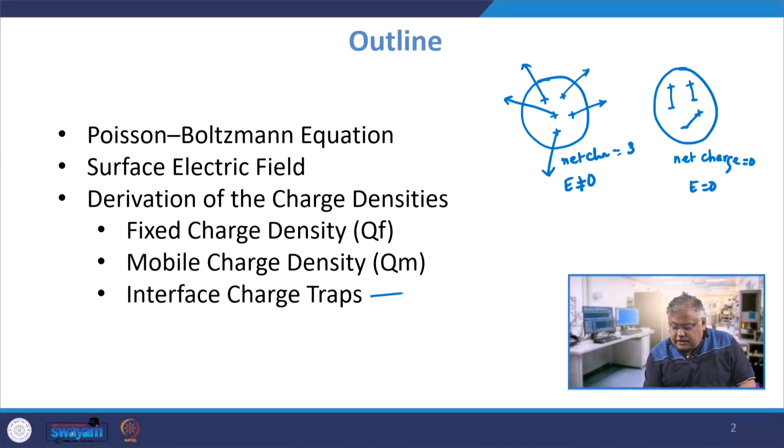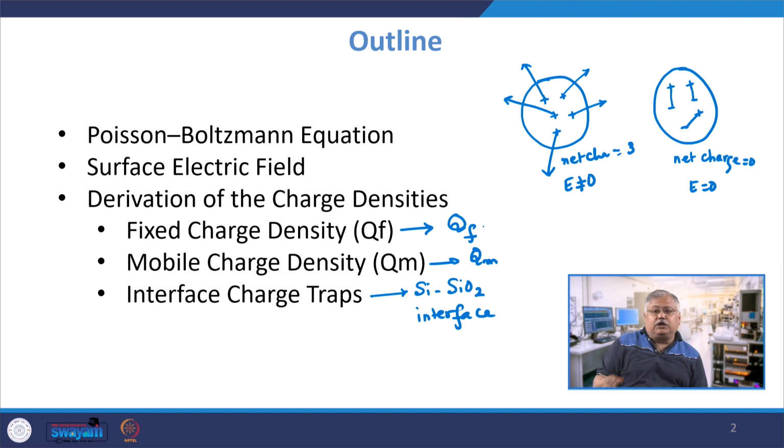Fixed charges are charges which are fixed in the lattice, mobile charges are those moving within the lattice by application of an electric field, and interface trap charges are the charges which are actually at the silicon dioxide interface. So, this is at the silicon dioxide interface, and these are mobile charges which are basically contributing to the charge, and these are fixed charges we define as QF. So, the total charge is QF plus QM plus the interface charge density, right.